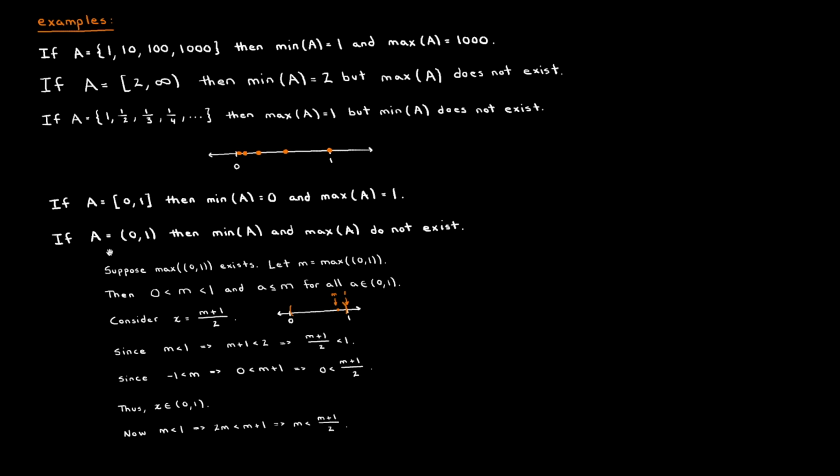And so just for some practice, let's see how we can actually prove something like this rigorously. Suppose, for contradiction, that the maximum of the open interval from 0 to 1 exists. Then let's give it a shorter name, let's call it m.